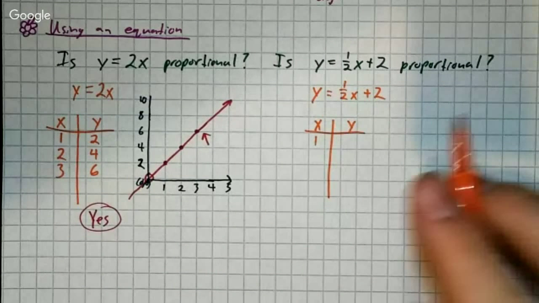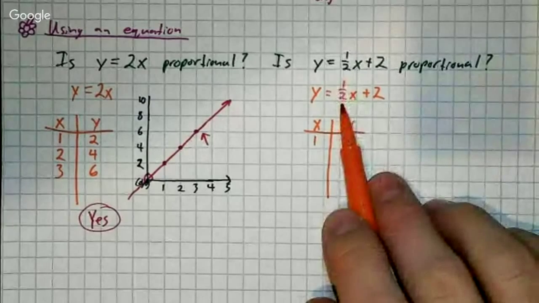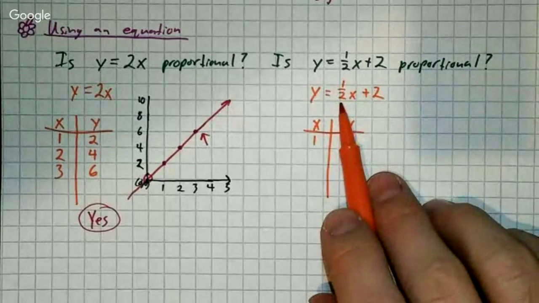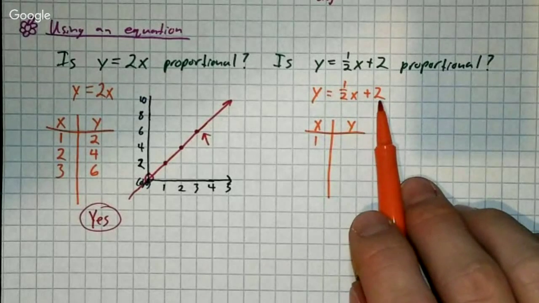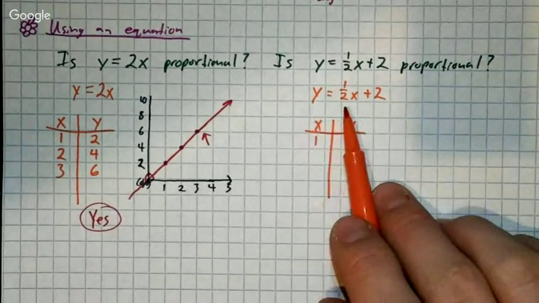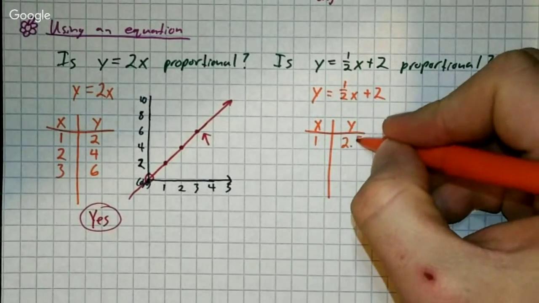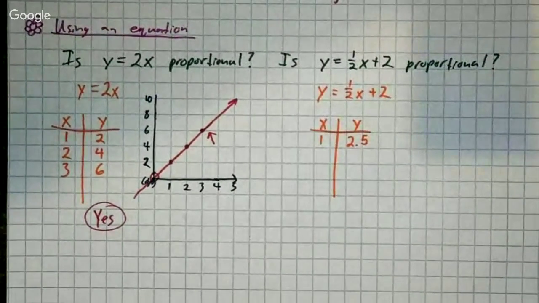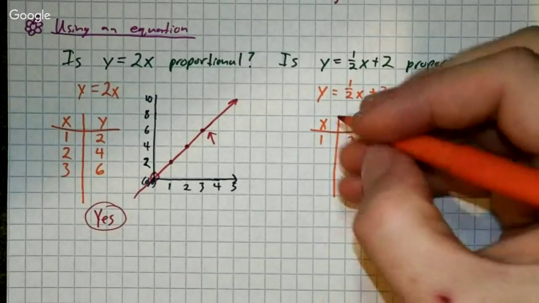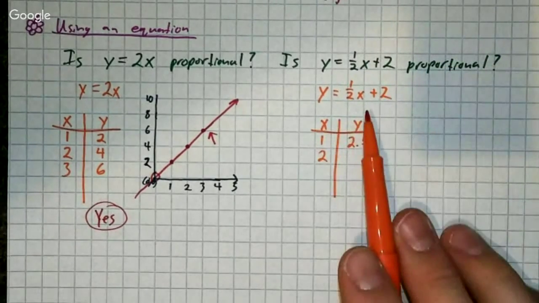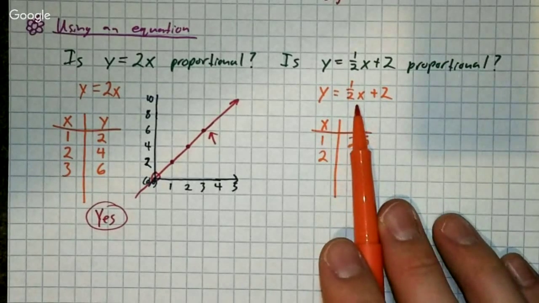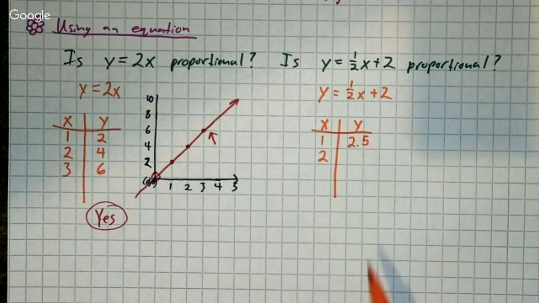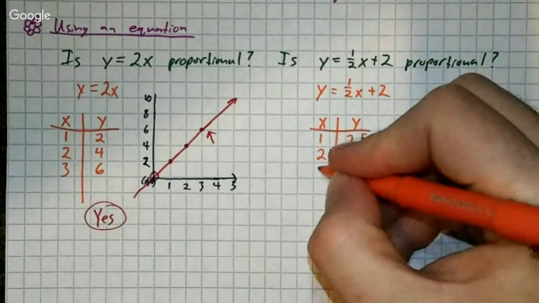X equals 1. If x equals 1, we're going to multiply that by 1/2, which is going to give us 1/2. 1/2 plus 2 is going to give us 2.5. So y is going to equal 2.5. Maybe it'll be a little easier to use the number 2 now, because if x equals 2, we multiply 2 by 1/2, which gives us 1. 1 plus 2 gives us 3. So y equals 3.